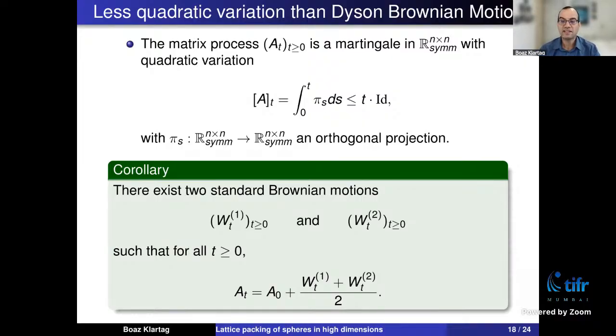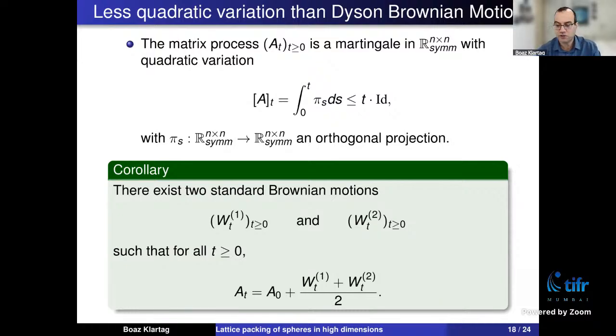Okay, and the quadratic variation of this martingale is uniformly bounded because it's such a simple process. And so there's a nice fact that I learned from Bernard Morin that if you have a process with such small quadratic variation, you can write it as the average of two dependent Brownian motions. You can express A_T as the average of two Brownian motions which are dependent. For example, it could be that one of them is the inverse of the other.